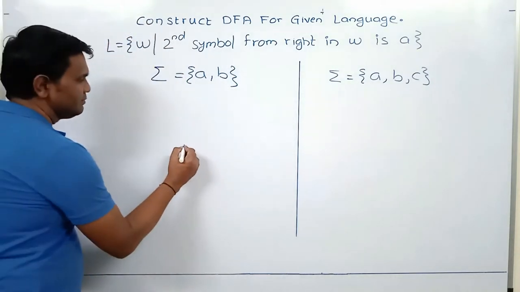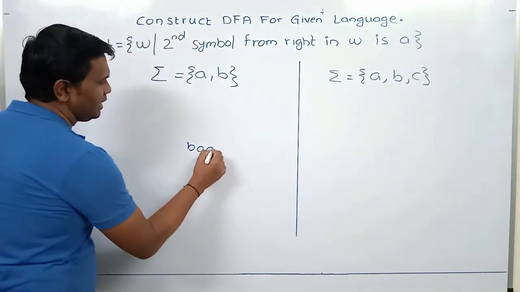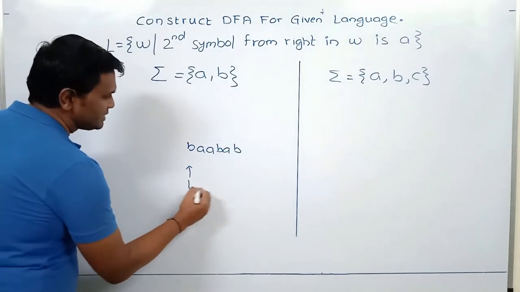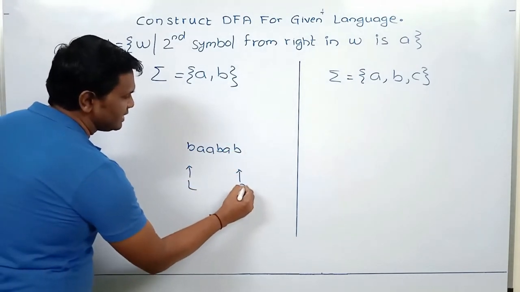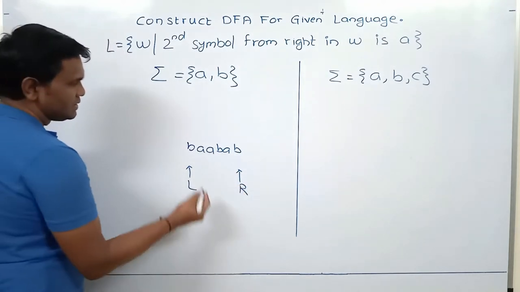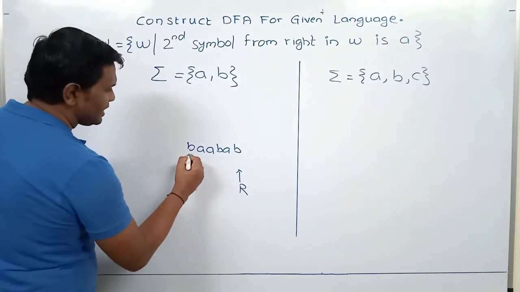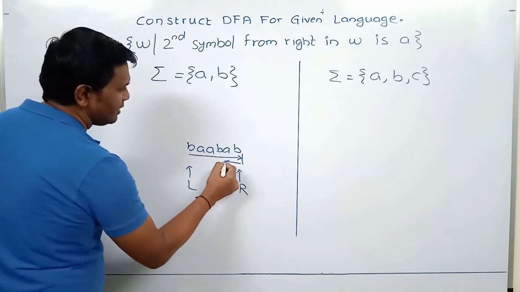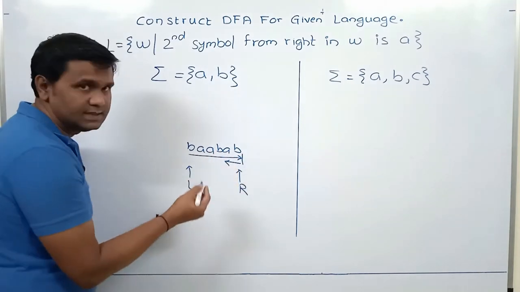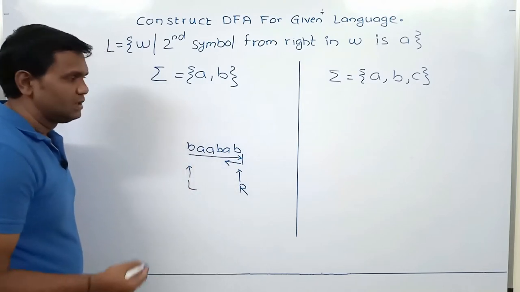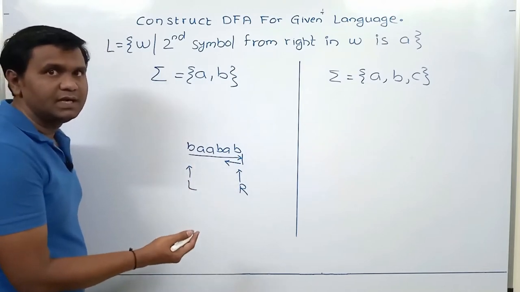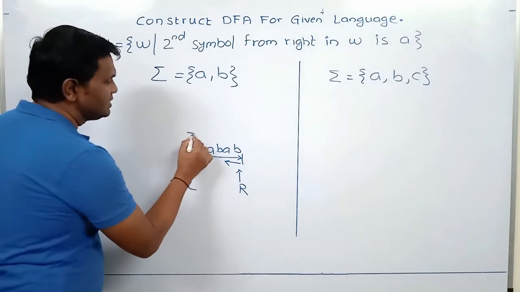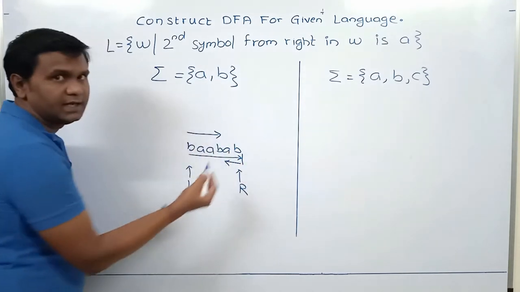Now consider a simple string, BAABAB. So this is the left side of the string, this is the right side of the string. Now someone may think: start processing the string, go to the end, come back and check if the second symbol from right is A. But a DFA does not have this capability. A DFA cannot go back and forth on the string. A DFA can process the string only from left to right. It cannot come back.